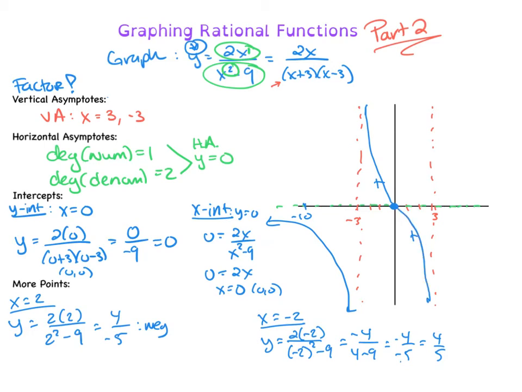And since it has to get, whoops, I wrote a plus, I meant a minus. Since it has to go to that asymptote, I know it gets closer and closer to that x equals 3 asymptote.